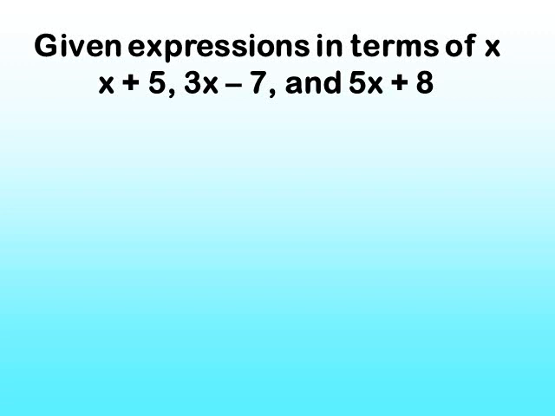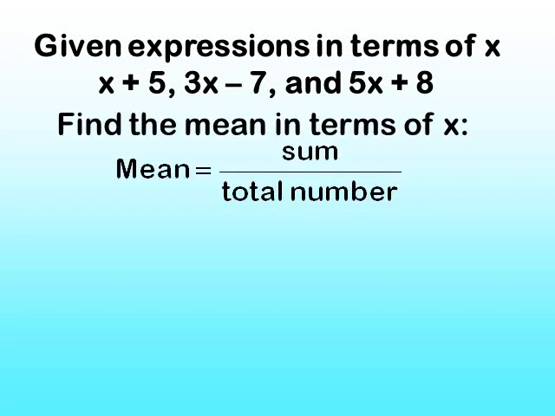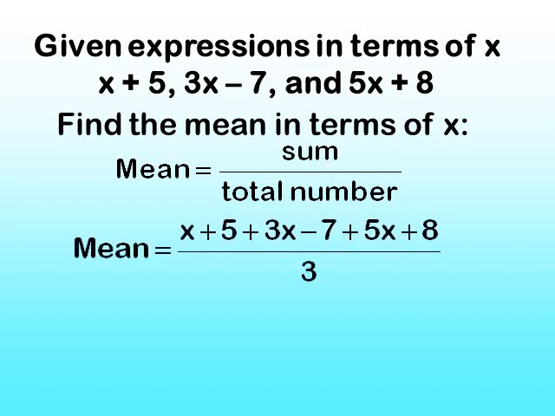Given expressions in terms of x, x plus 5, 3x minus 7, and 5x plus 8, can we calculate the mean of these algebraic expressions? Absolutely. We need to find their sum and divide by the total number of expressions. Here, we have 3 expressions, x plus 5, 3x minus 7, and 5x plus 8. In order to find their sum, we're going to combine like terms. Now we have a rational expression. We may need to do a little bit of factoring in order to simplify the mean.